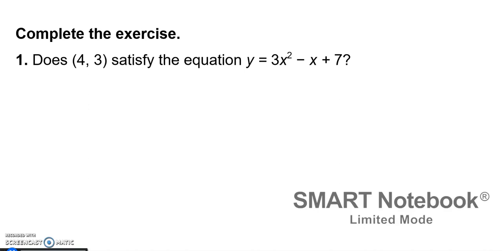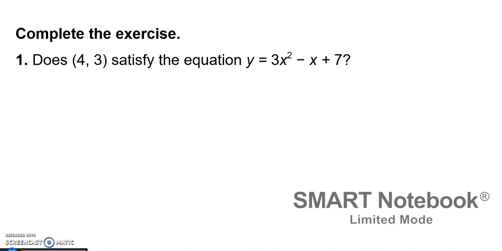So if you're listening to my voice, that means you completed the do now and you're ready to check your answer. So the question posed is, does the coordinate point (4, 3) satisfy the equation y equals 3x squared minus x plus 7? So all we need to do is to substitute in the x and the y values and see if we get a true statement. So we're going to do that right now.